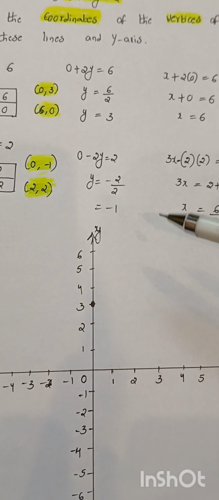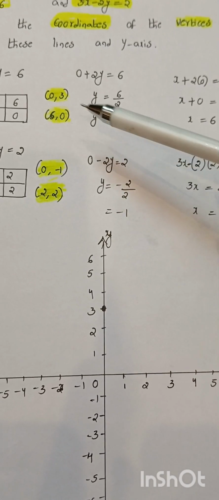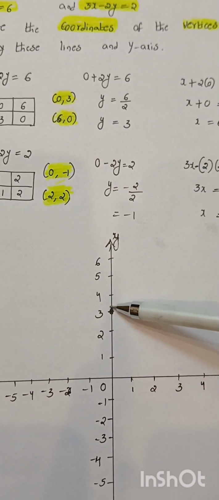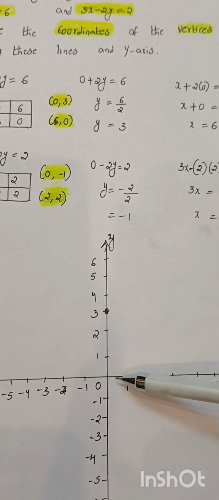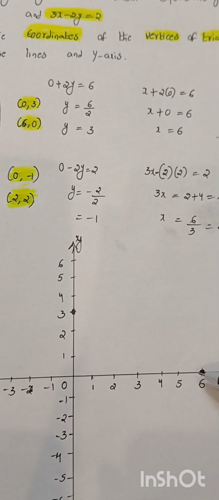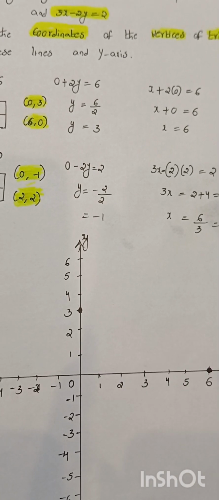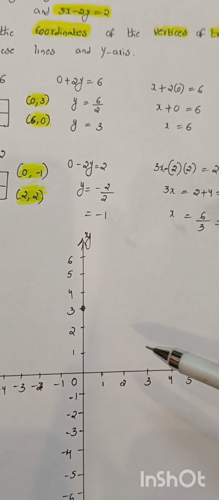Now we will draw the graph. For the first coordinate (0, 3): x is 0, y is 3. If y is 0, x is 6. This is line 1. We have to draw a line like this.